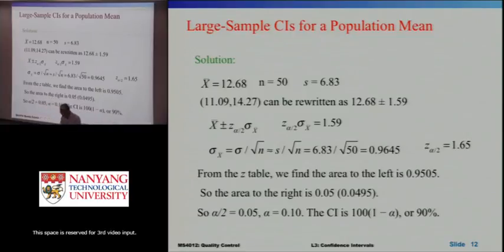Okay, so in previous examples, we always focus on the two-sided confidence interval. That means we need two boundaries, a lower boundary and an upper boundary, and they are symmetric relative to the average. The distance from the upper boundary to the average and the distance from the lower boundary to the average are equal to each other.